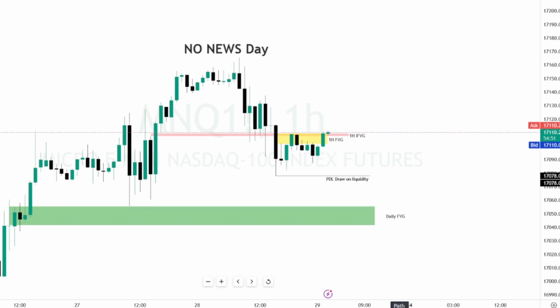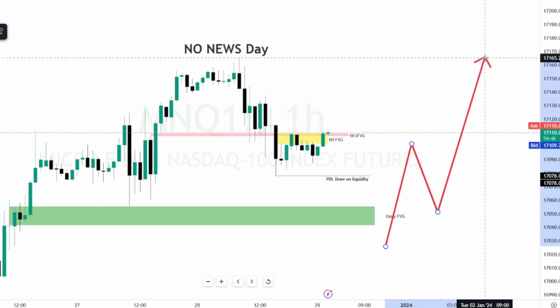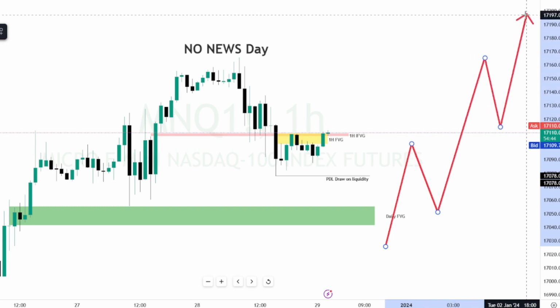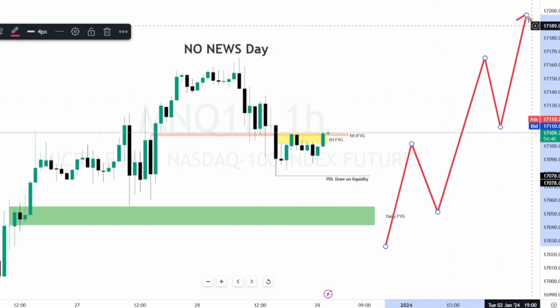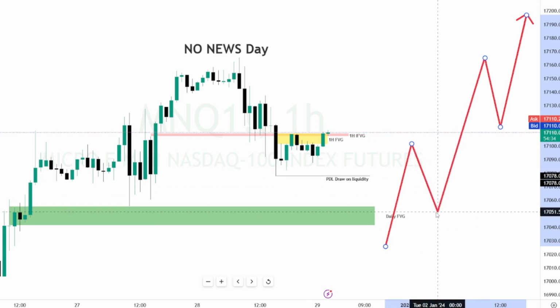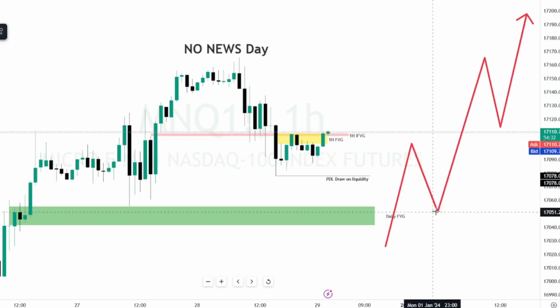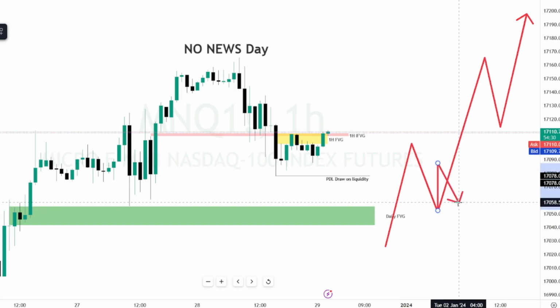Remember, I taught you about internal and external liquidity in the videos. If price is moving like this, it means these are the external liquidity range. So internally, you will have something moving like this into this price. Internally, you will have something moving like this into this price, moving even higher.